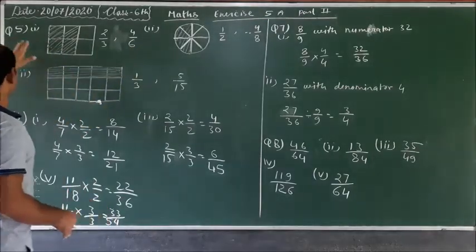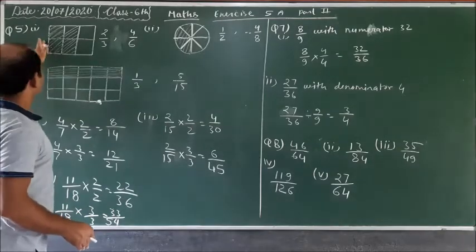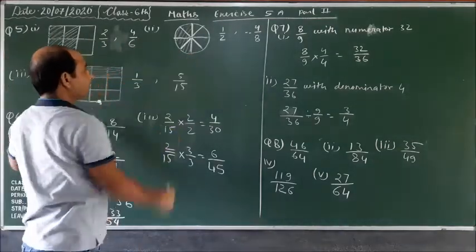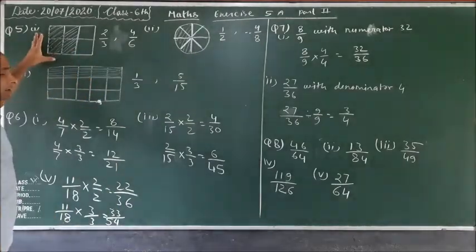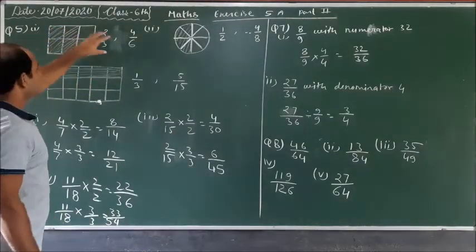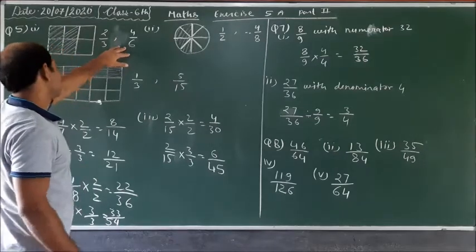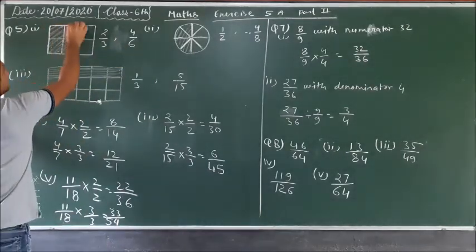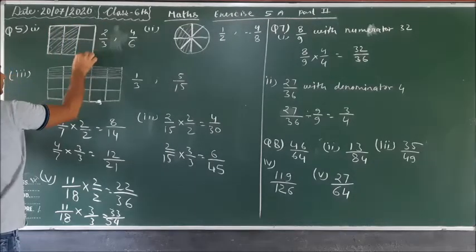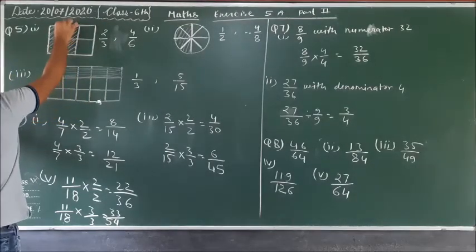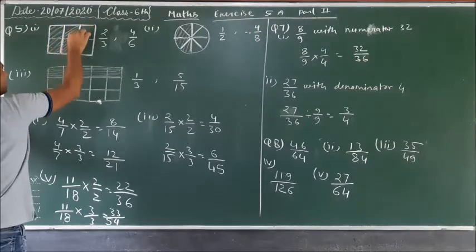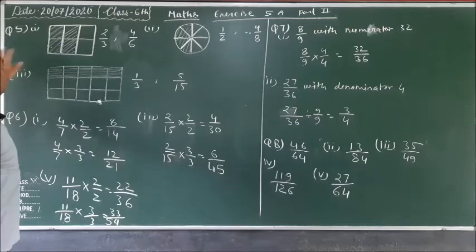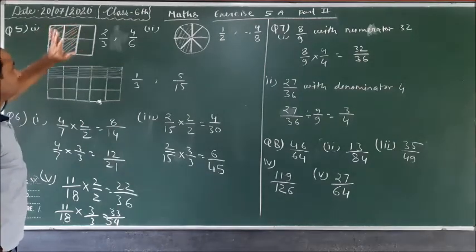Dear children, here three figures are given: first, second, and third figure. In each figure we write two equivalent fractions. First look at this one. This is one box, and it is distributed into three parts: 1, 2, and 3.